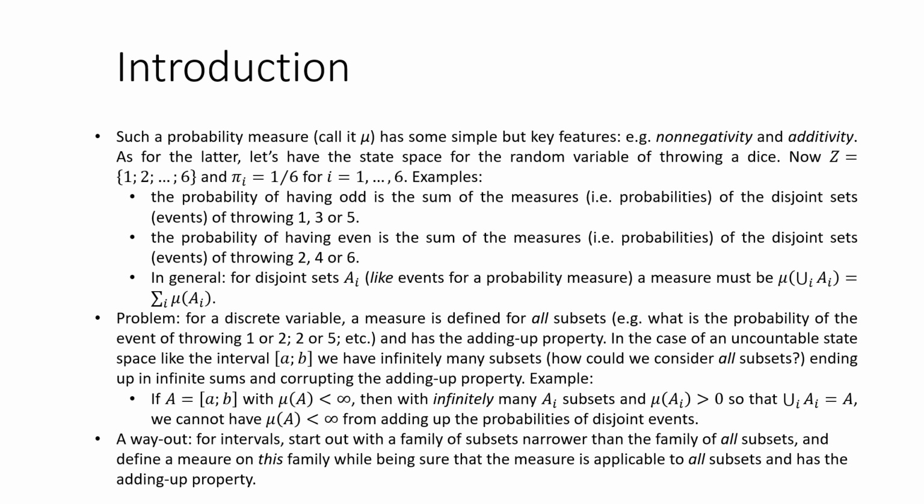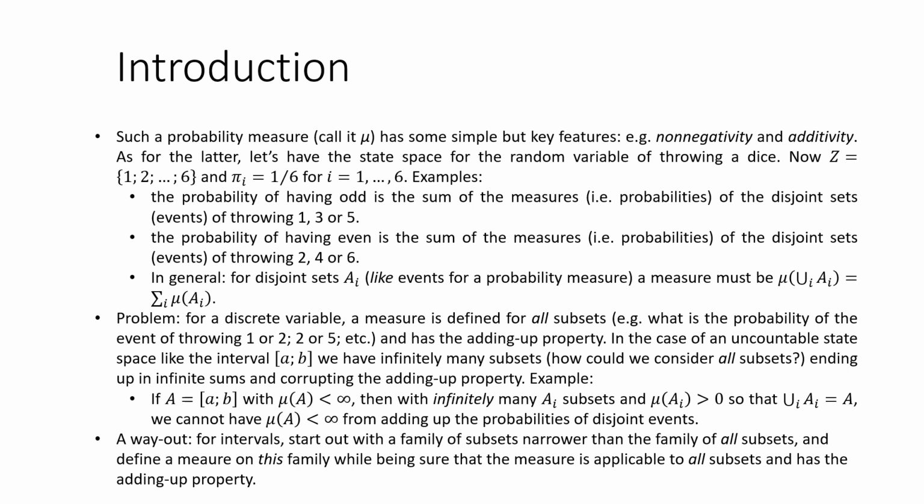Let's have a simple example of throwing a dice. Now the state space are events of throwing 1, 2, 3, 4, 5, and 6, and all of the events have the same probability of 1/6. In this case, this is a very elementary example.